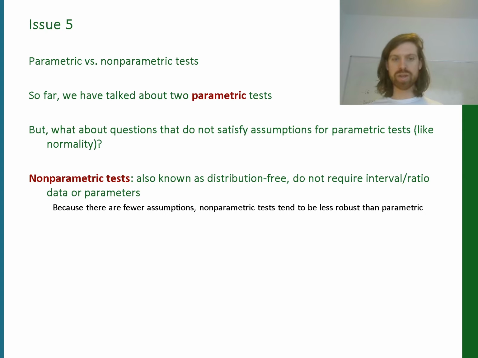But there are issues, and pretty much all of the testing that I've done in my career, the data that I get back is never parametric, which means you either need to carry out a bunch of transformation tests to make it normally distributed so you can use a parametric test, or you need to look at non-parametric tests, which are basically, in this case, think of it as being distribution free. So they don't require you to have interval or ratio data or certain parameters.